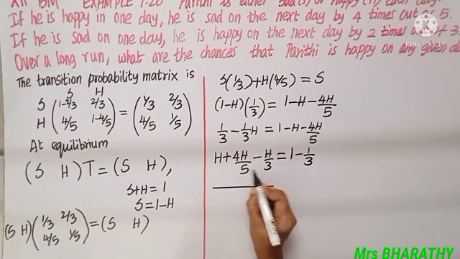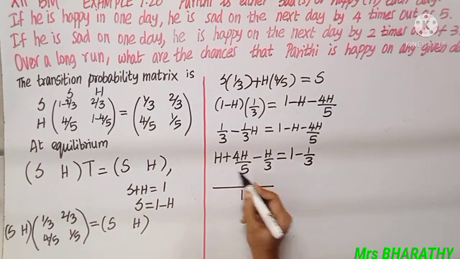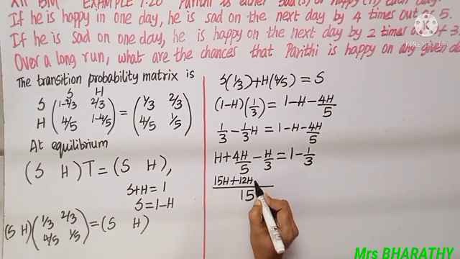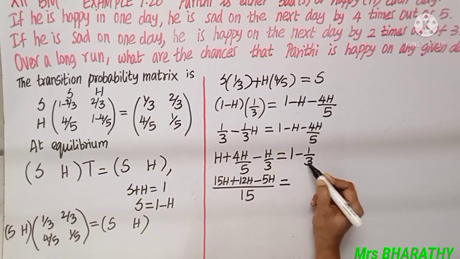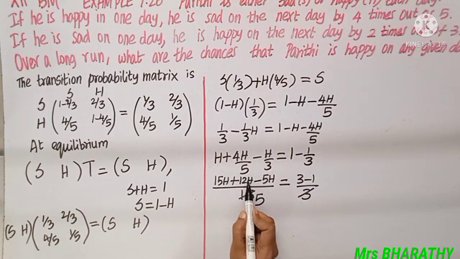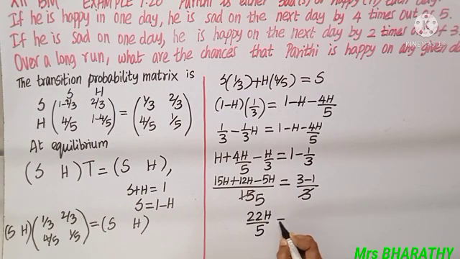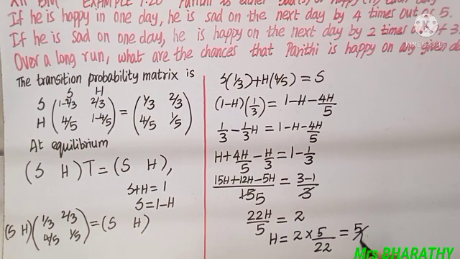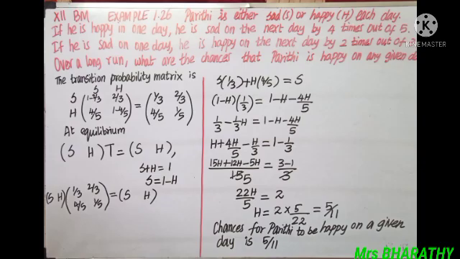Taking LCM for 3 and 5, it is 15. As I cross multiply, 15H plus 12H minus 5H equals 3 minus 1 divided by 3. Cancelling 3 with 15. As I simplify, it is 27H minus 5H, that is 22H divided by 5 equals 3 minus 1 is 2. I need only H. It is 2 into 5 by 22. As I cancel, I get 5 by 11. Let us take and write the answer.